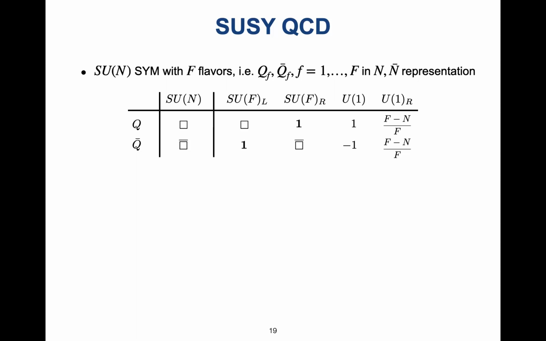So F is larger than N, right? The number of flavors has to be larger than the number of colors. No, we are looking at a different scenario. I've not specified that yet. So okay.